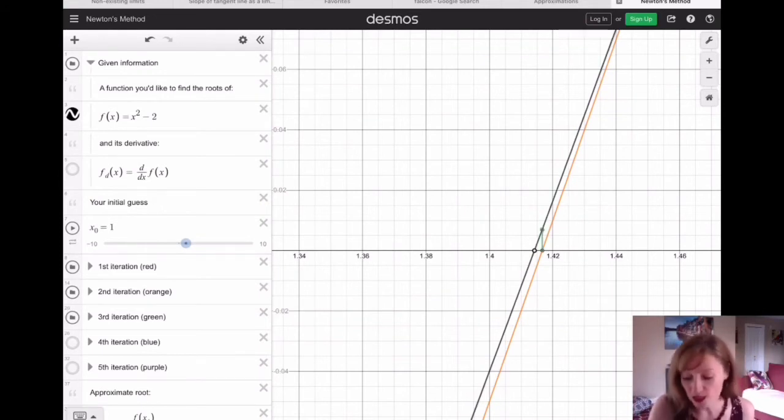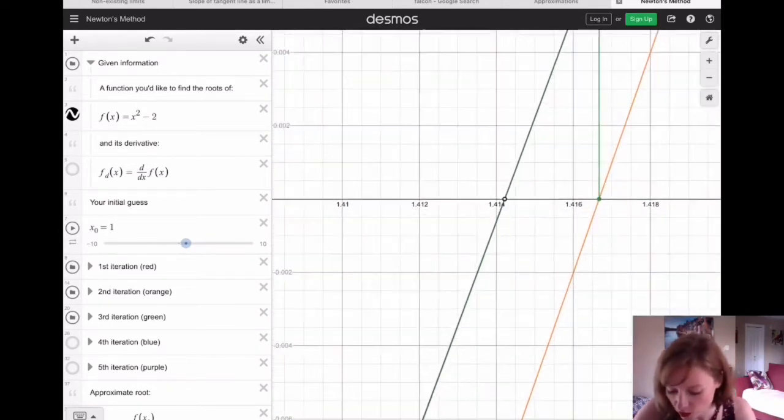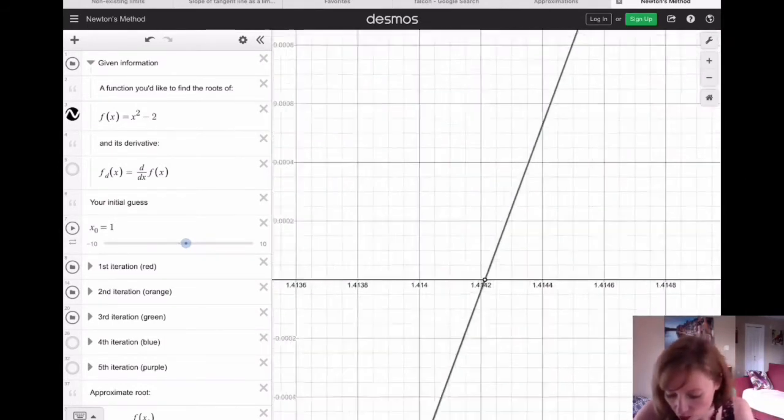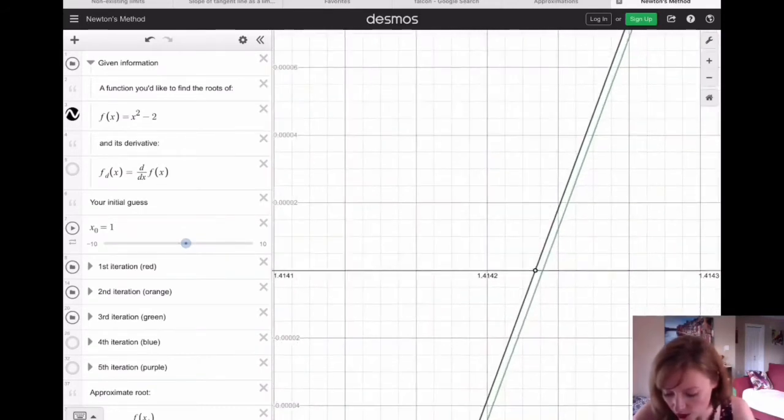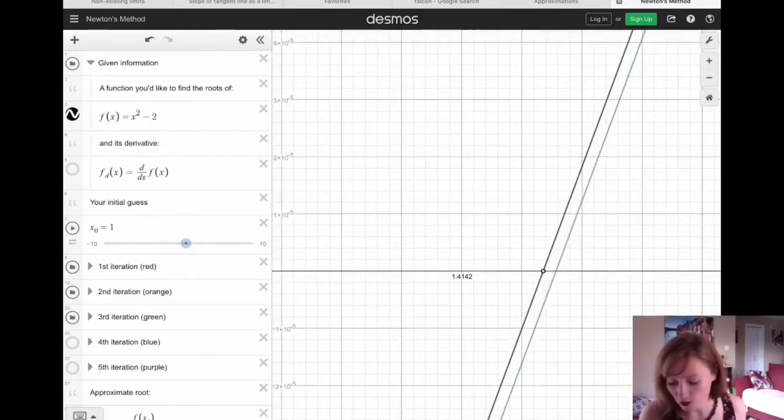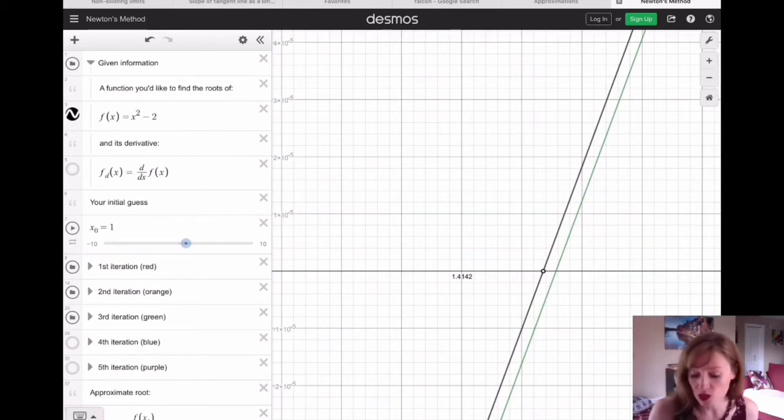I'm going to take the orange line's x-intercept, go up to the function, construct a tangent line. And here, the new tangent line that is green is already indistinguishable from the graph again. So in order for me to even see where it is, I'm going to have to zoom in. There we go, way, way further in, right? So this is already accuracy to what it looks like 4 decimal places. Newton's method is extremely powerful. The method will approximate very quickly and very well, okay?